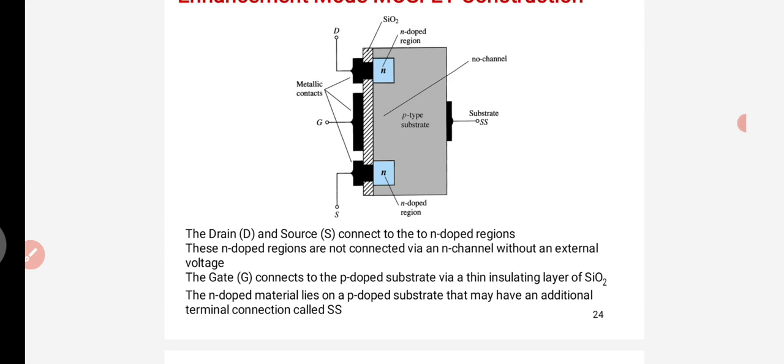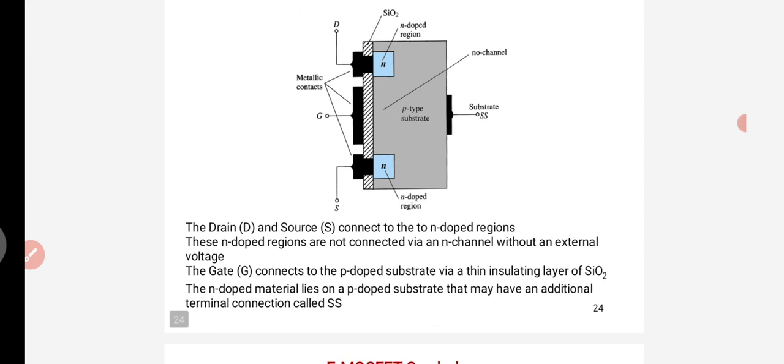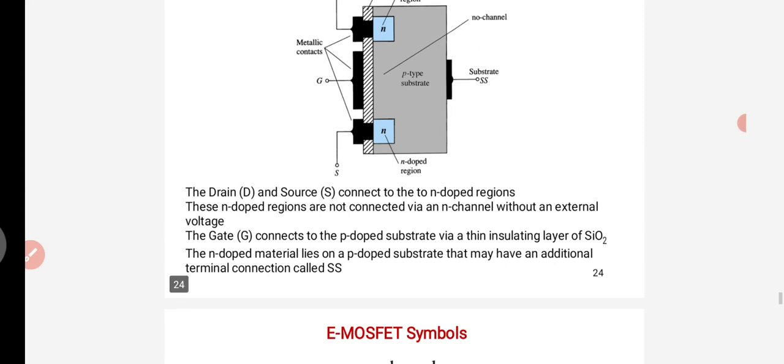So the drain and source are connected to the N-doped regions. These N-doped regions are not connected via an N channel without an external voltage. The gate is connected to the P-doped substrate via a thin insulating layer of silicon dioxide. The N-doped material lies on a P-doped substrate that may have an additional terminal connection called SS.